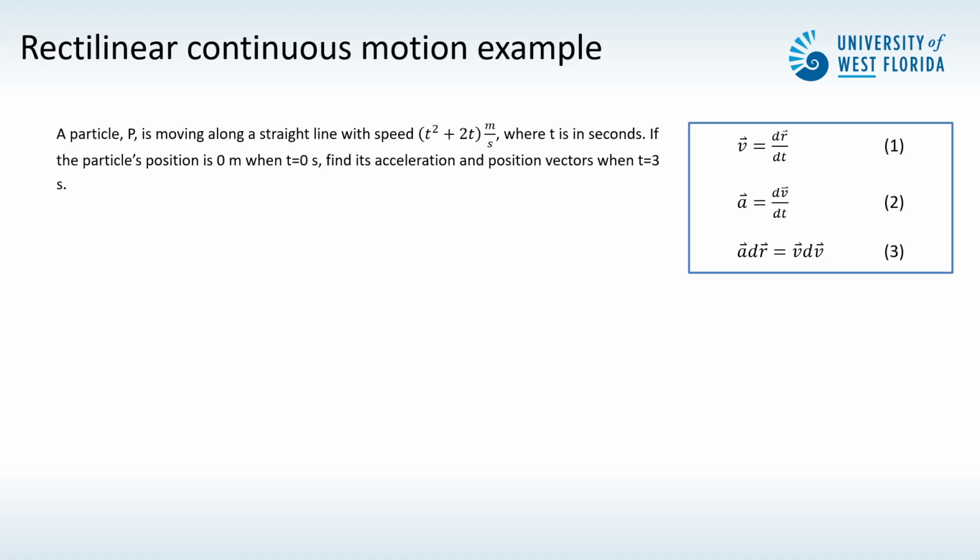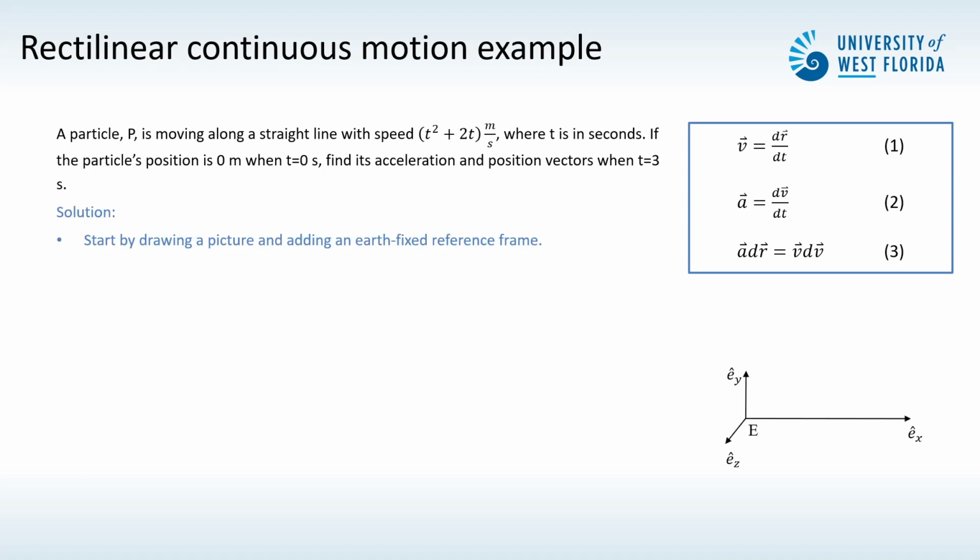To solve this problem, start by drawing a picture and adding an Earth-fixed reference frame. In this case, an origin and a single unit vector will suffice, but I'm going to go ahead and draw the three axes for completeness. Next, add the particle and its position vector with respect to the origin of the reference frame.